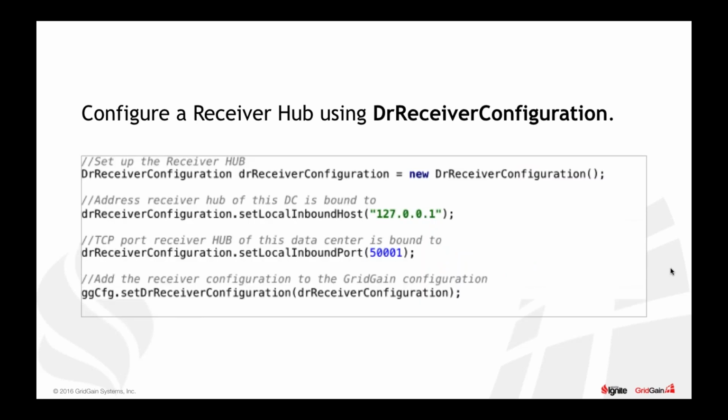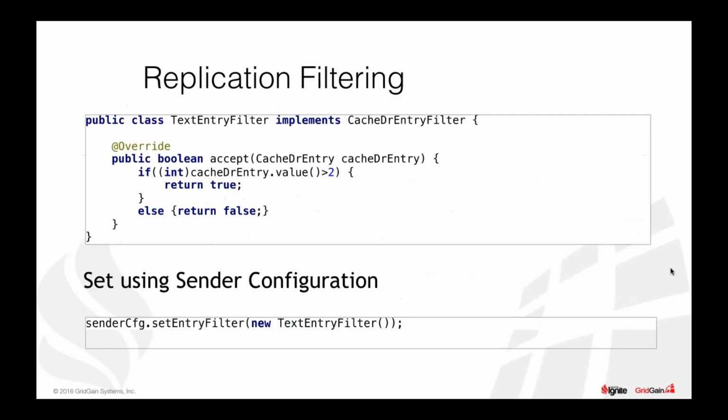You also need to configure a receiver hub. So here, the receiver hub will receive the batch from the sender hub. It will send acknowledgement of the batch to the sender hub, and then relays the batch to the receiver cache.